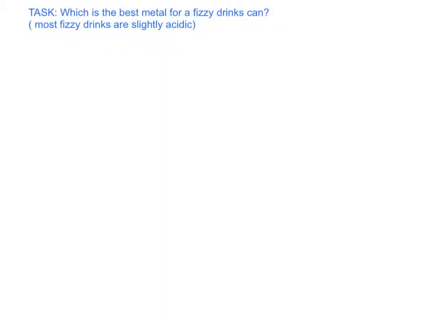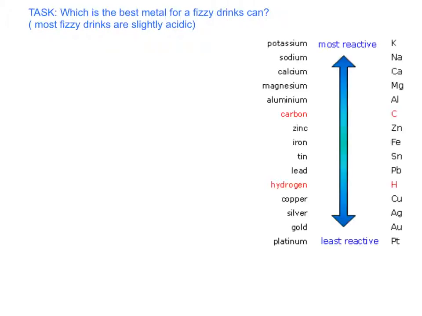This task was to find out which is the best metal for a fizzy drinks can. And there are lots and lots of metals to choose from, so we narrowed it down to 3. The idea was to use the reactivity series with just a few metals in it, and the 3 metals you were given were copper, tin and zinc. You had to make your choice from these 3 metals based on where they're placed in the reactivity series.